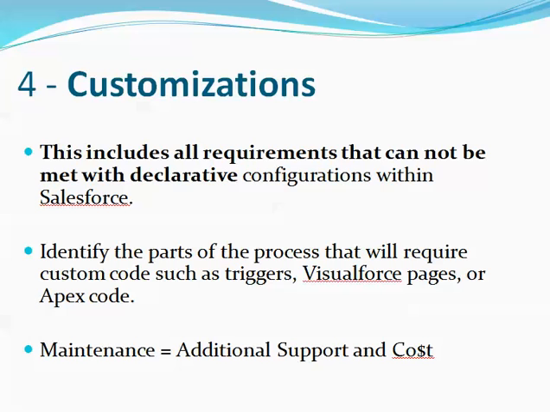And that brings us to number 4, customizations. This includes all requirements that cannot be met with declarative configurations within Salesforce. So you need to identify the parts of the process that will require custom code such as triggers, Visualforce pages, and Apex code. And keep in mind the third little bullet there is very important. Whenever you do customizations, there is maintenance required. When Salesforce does an upgrade, a lot of times you have to have the support systems in place to configure or reconfigure some of these code customizations so that they can keep up with the upgrades in Salesforce.